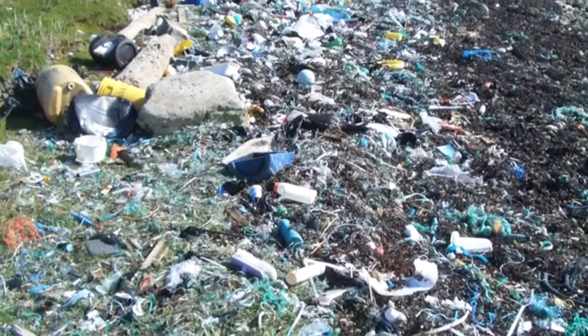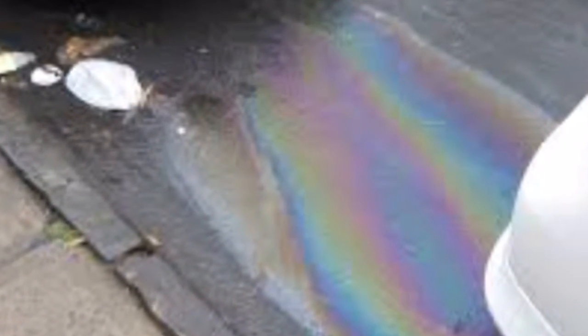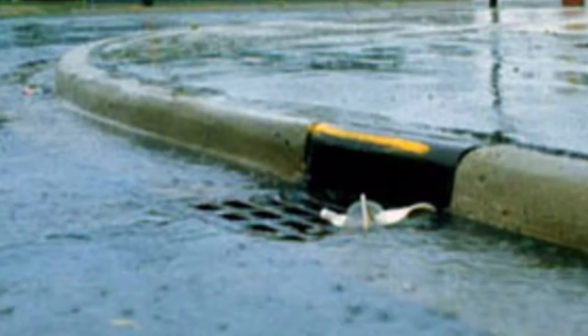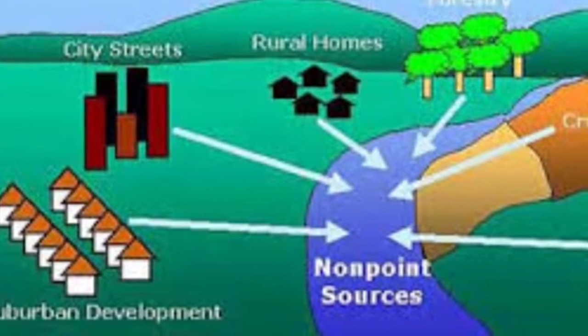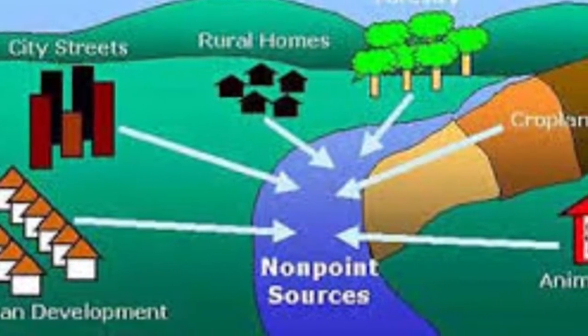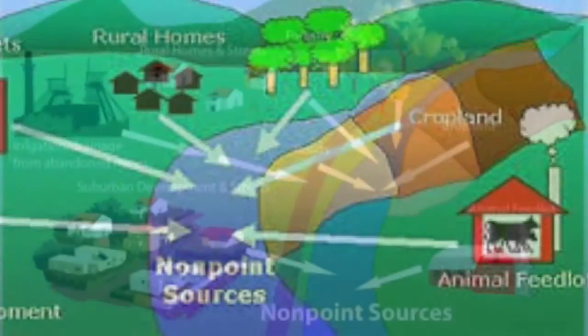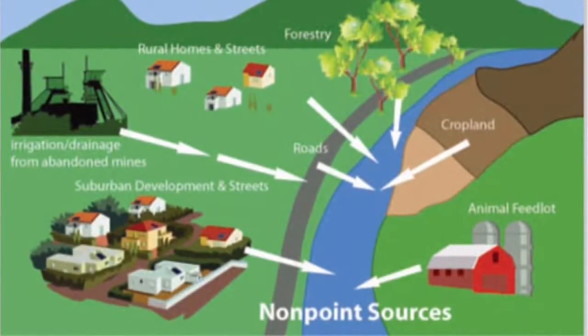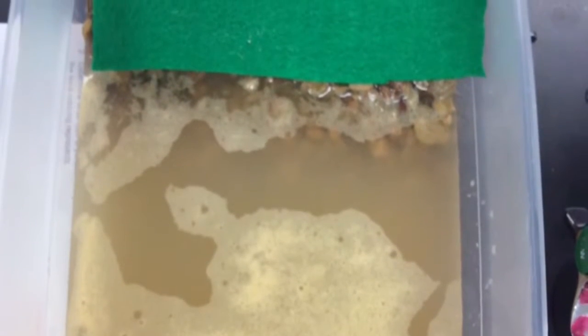Here are some examples of non-point source pollution. Water flow is a flow or flowing of water, or the amount of water flowing per unit of time.